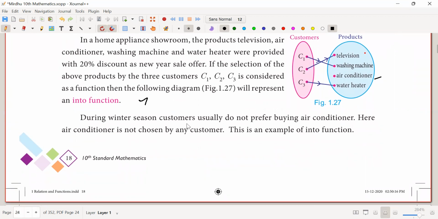During winter season, customers usually do not prefer buying an air conditioner. Here, the air conditioner is not chosen by any customer. This is an example of an into function.